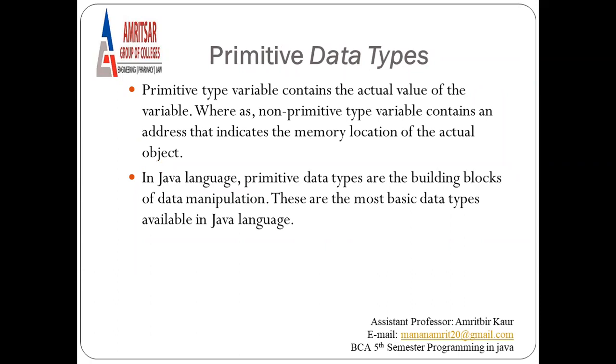Primitive data type. A primitive type variable contains the actual value of a variable, whereas a non-primitive type variable contains an address that indicates the memory location of the actual object. So in primitive, the actual value is stored in the variable, but in non-primitive, the address is stored in the variable, at which our value is stored in a memory location. Primitive data types are the building blocks of data manipulation. These are the most basic data types available in the Java language.